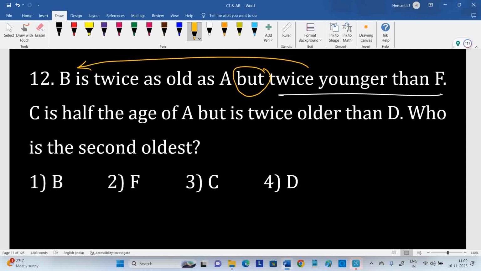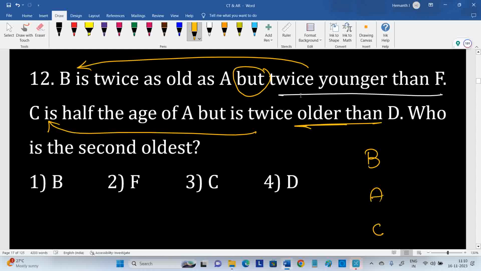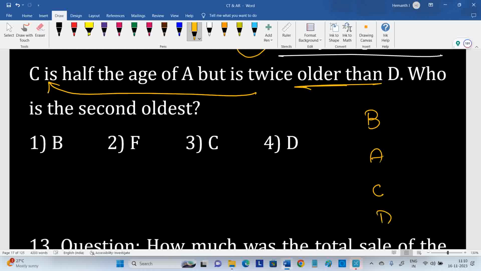C is half as A. So A is okay, B is twice as old as A, and C is half as A, so C is below that, right? Half means below definitely. And because of the word but, this twice older than is related to C. C is twice older than D, so C is more than D. F is top, second oldest is B.